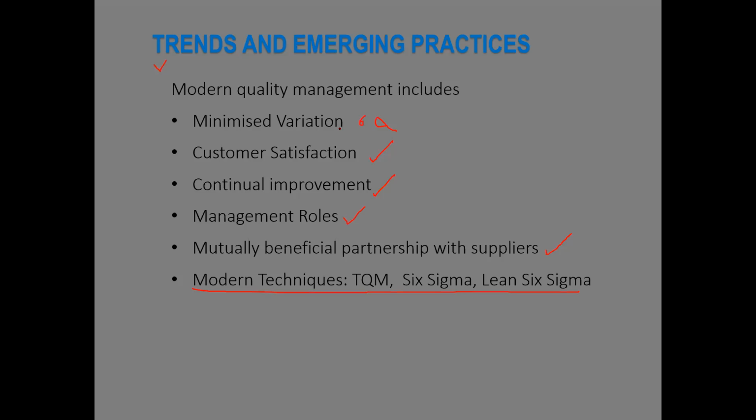Minimized variation is talking about Six Sigma. This is the focus of Six Sigma technique. Customer satisfaction is one of the most important quality measures. Continual improvement is like improvement in the work, improvement in the deliverable, in the project, in project management work, in products, even in the professional and personal development, or even the personal life of an employee. All those things are considered in continual improvement or Kaizen.